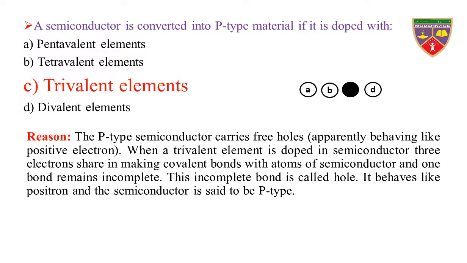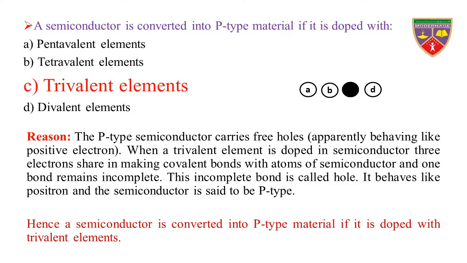Reason: the p-type semiconductor carries holes, apparently behaving like positive electron. When a trivalent element is doped in semiconductor, 3 electrons share in making covalent bonds with atoms of semiconductor and one bond remains incomplete. This incomplete bond is called hole. It behaves like positron and semiconductor is said to be p-type. Hence, a semiconductor is converted into p-type material if it is doped with the trivalent elements.